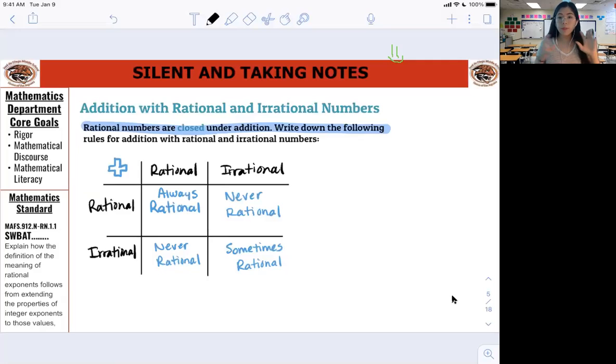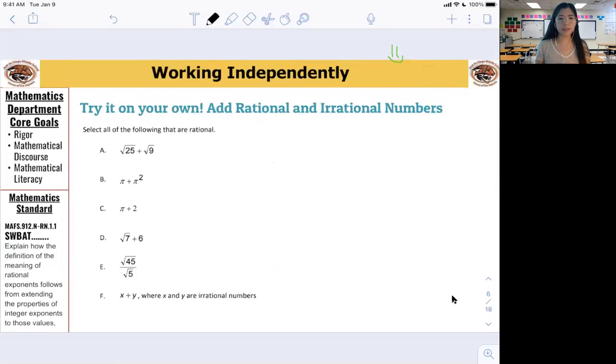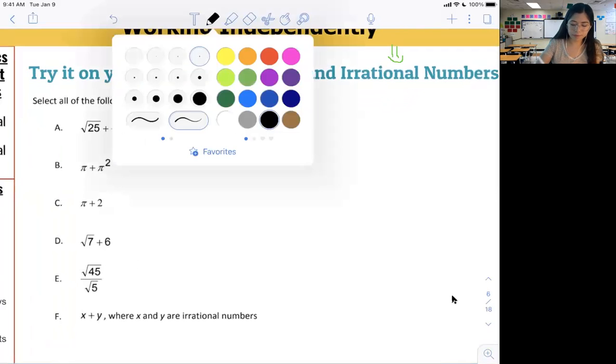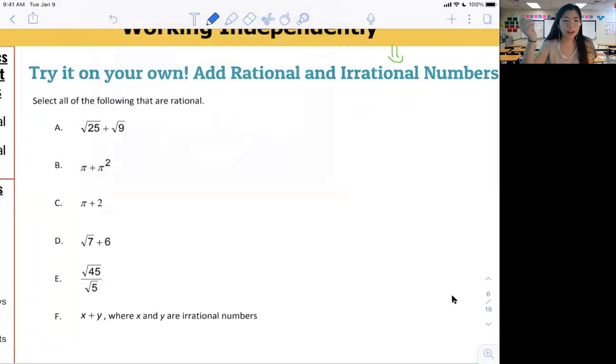Alrighty. So we've talked about addition, what happens when you add rational and irrational numbers. Now let's do a couple of examples. I want to know which of the following are rational. So let's talk about it together. Square root of 25 plus the square root of 9. What type of numbers are these? Rational. Yeah, they're both rational, right? Because this is 5, this is 3, 5 plus 3 is 8. This rational plus rational is going to give me rational.